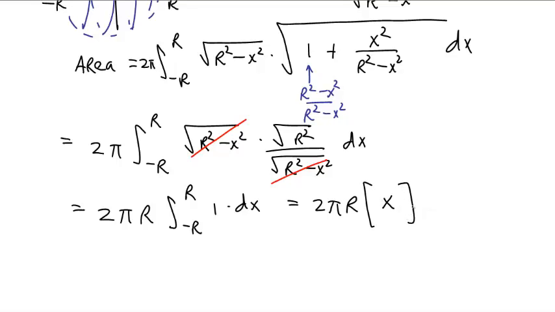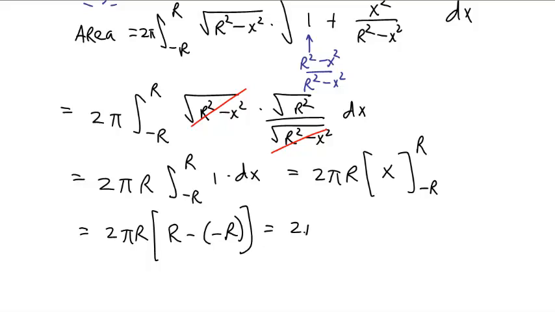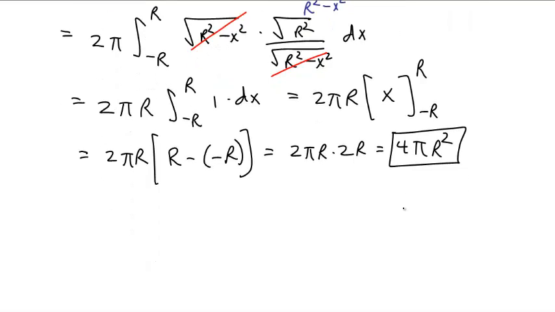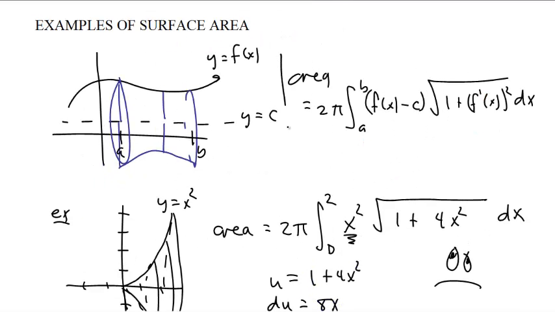I just have x, whose derivative is 1, from minus r to r. That will be 2 pi r times r minus negative r, also known as 2r. 2 pi r times 2r is 4 pi r squared, and this is in fact the surface area of a sphere of radius r.